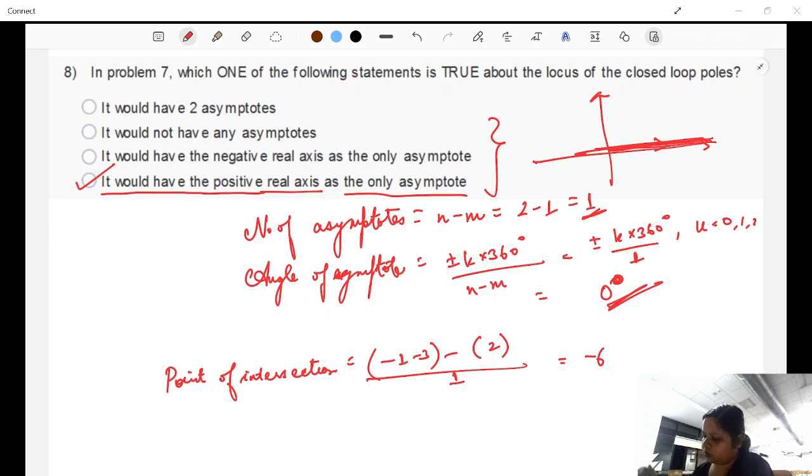Ma'am, negative real axis means? Negative real axis means along this direction. Okay. So we had this in the earlier question, no? Negative real axis and positive real axis both were asymptotes there. Yes.